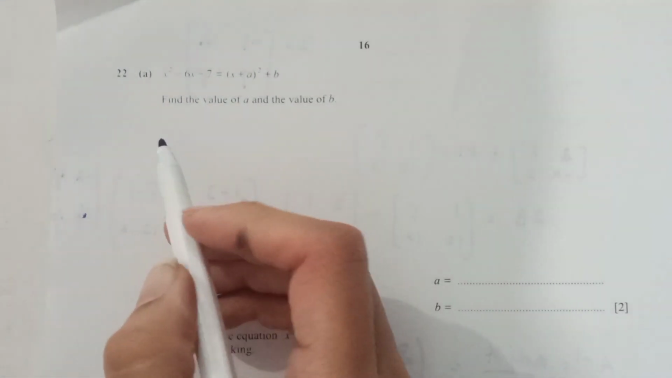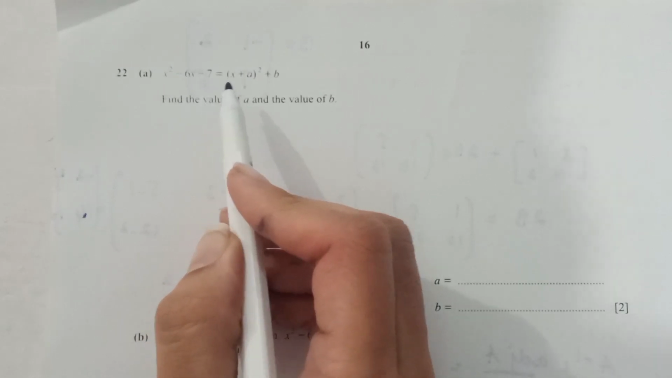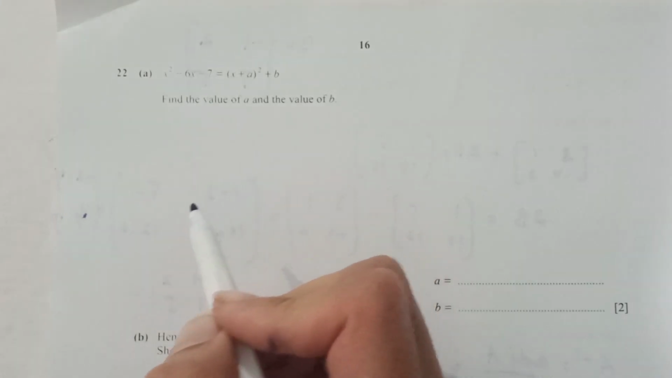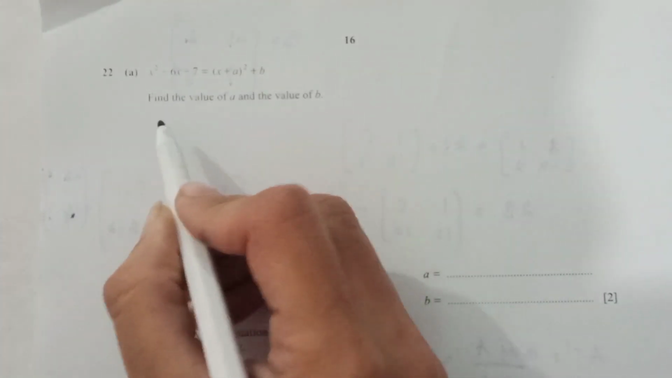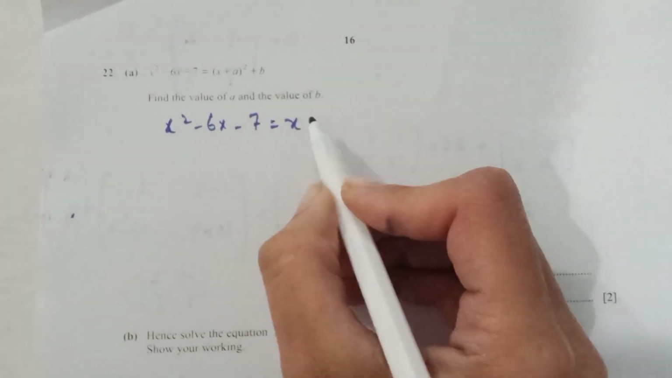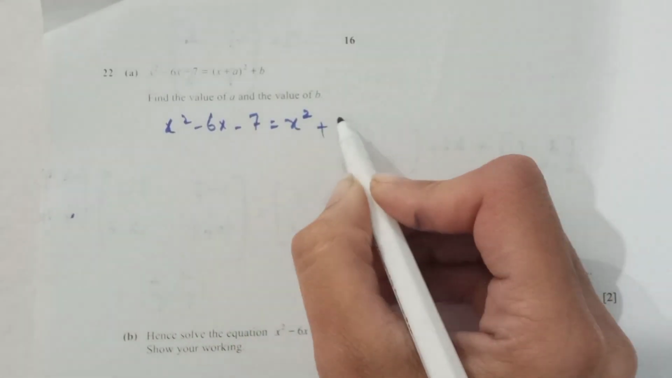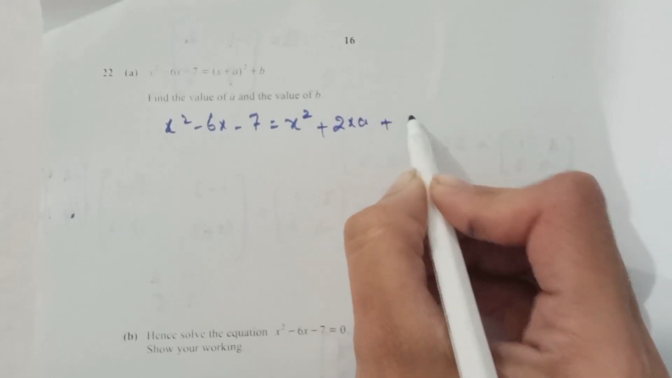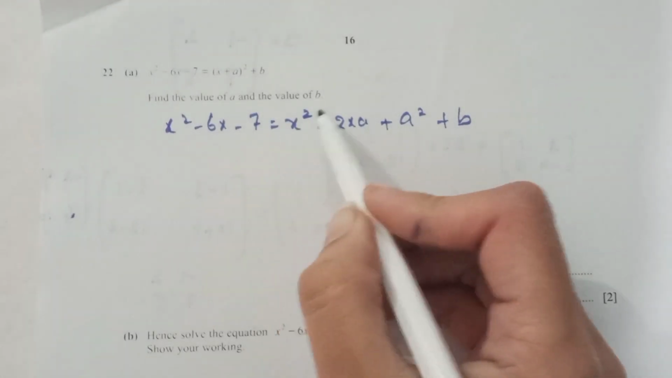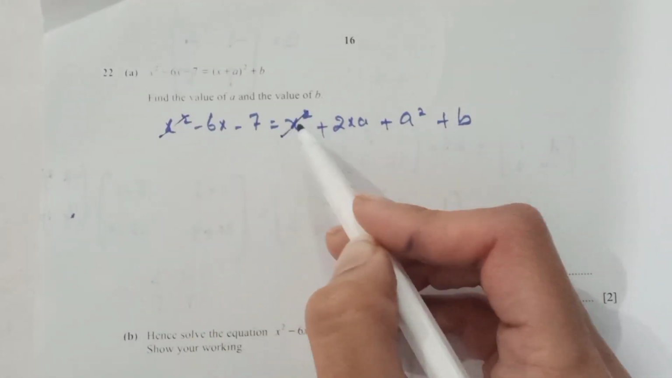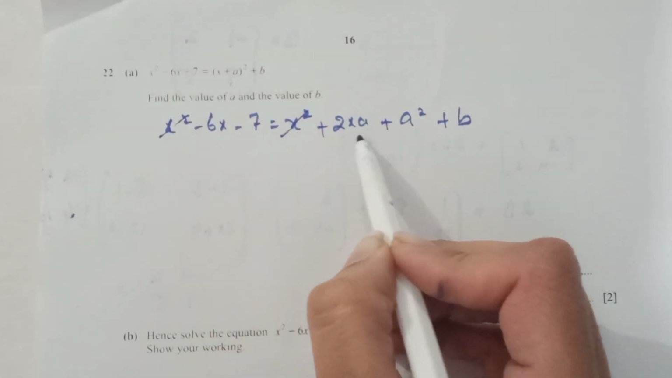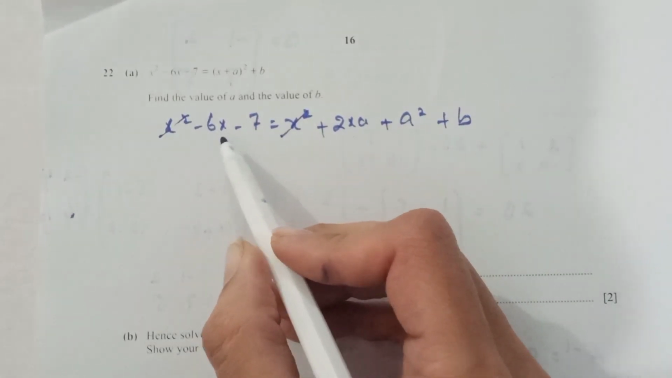Now students, question number 22: x square minus 6x minus 7 is equal to (x plus a) square plus b. Find the value of a and the value of b. We have to open it: x square, plus 2ax, plus a square, plus b. Now we see that x square is x square, so we cancel it or ignore it. We see the x value; this is the x value and this is also the x value.